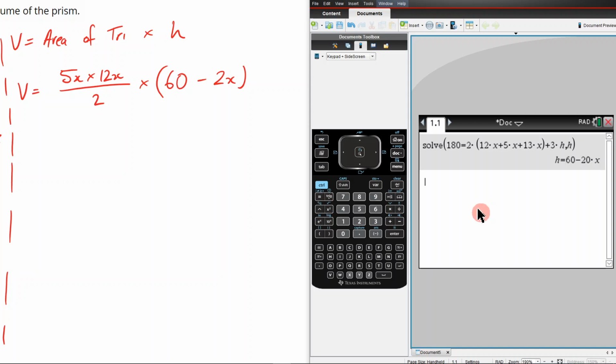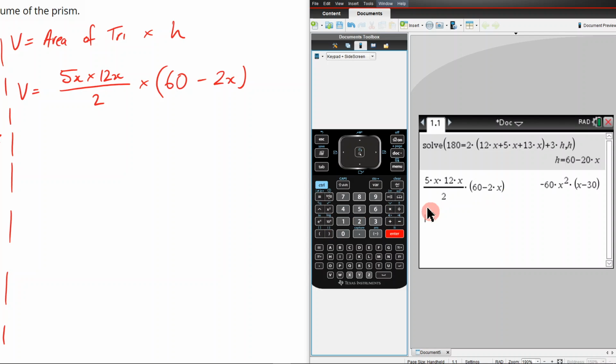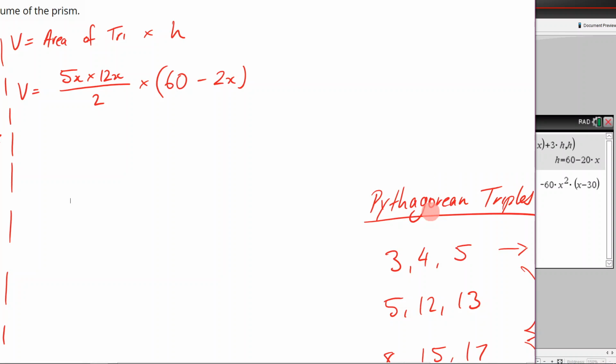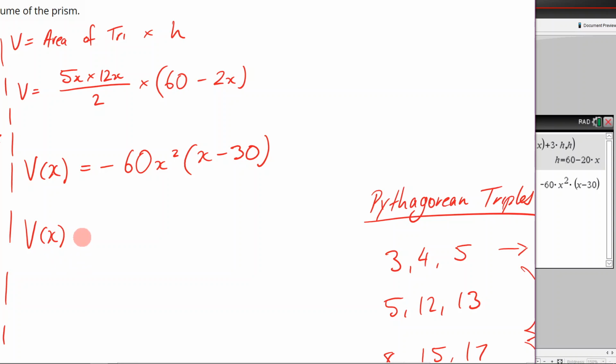So I know that the volume is going to be, control this, 5x times 12x over 2 multiplied by 60 minus 2x. It's going to be that. So v of x, the volume in terms of x, is going to be negative 60x squared times x minus 30. Now the CAS always likes to take the negative out. The answer in the back of the book, let me just have a look. I have a feeling it wouldn't be negative.